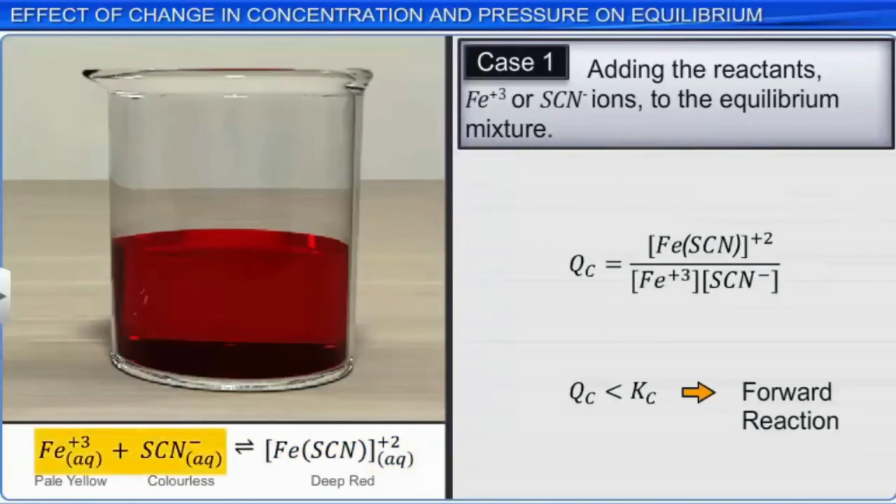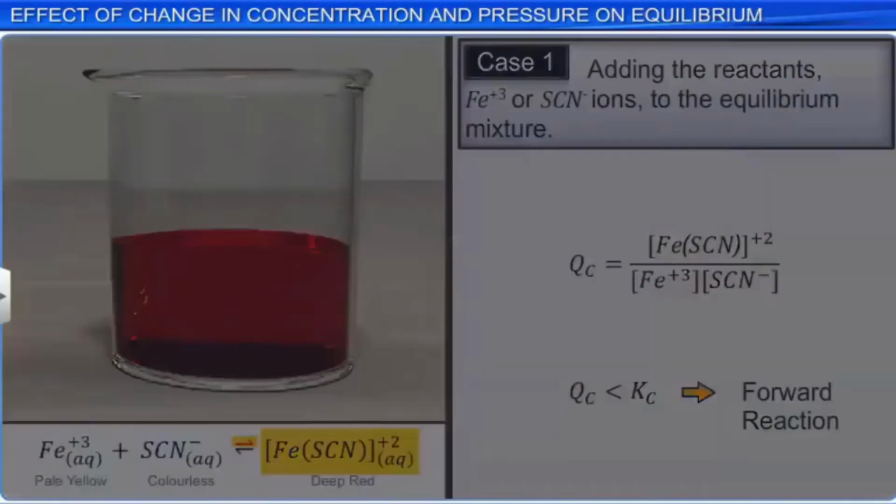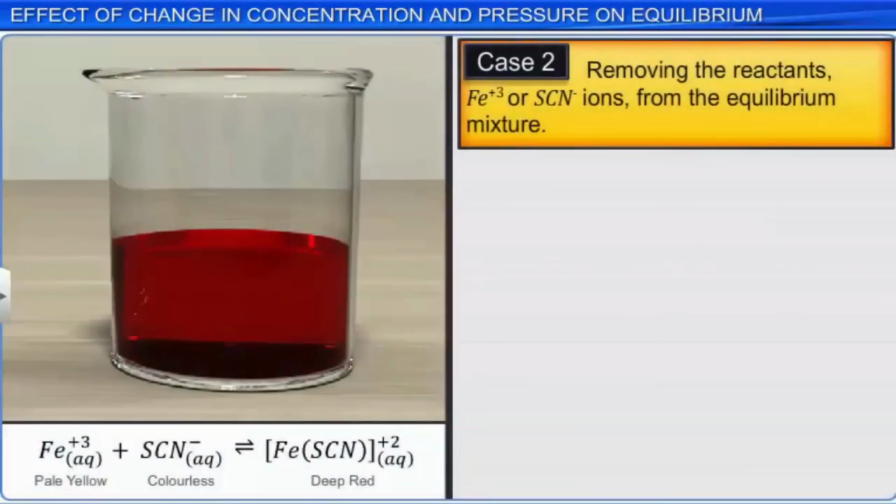Hence, in general, we can say that increasing the concentration of any one of the reactants always favors the forward reaction. Case 2. Removing the reactants Fe+3 or SCN- ions from the equilibrium mixture.